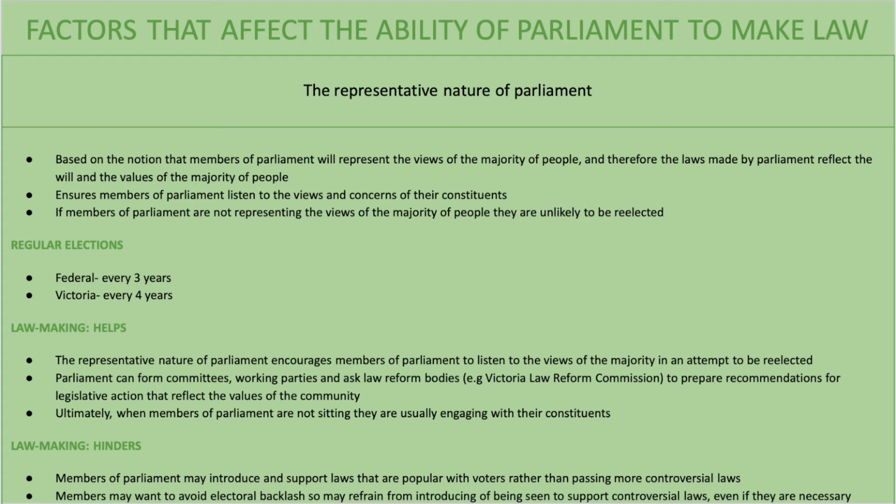Looking at how the representative nature of Parliament hinders lawmaking, members of Parliament may introduce and support laws that are popular with voters rather than passing more controversial laws. Members may want to avoid electoral backlash, so may refrain from introducing or being seen to support controversial laws, even if they are necessary.